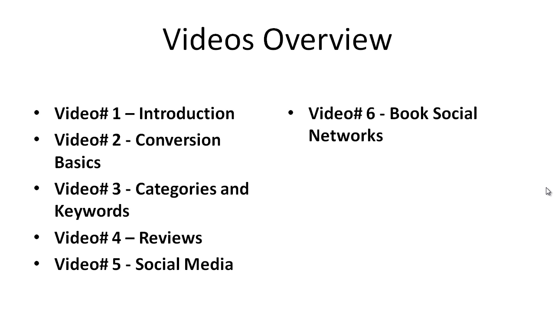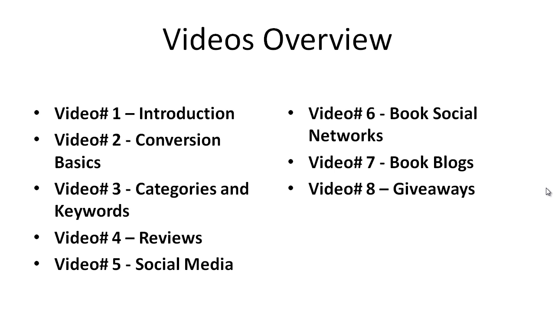Number 6 is book social networks. Number 7 is book blogs. Number 8 is giveaways. Number 9 is your buyer's list, which is crucial. A lot of people tend to forget that.